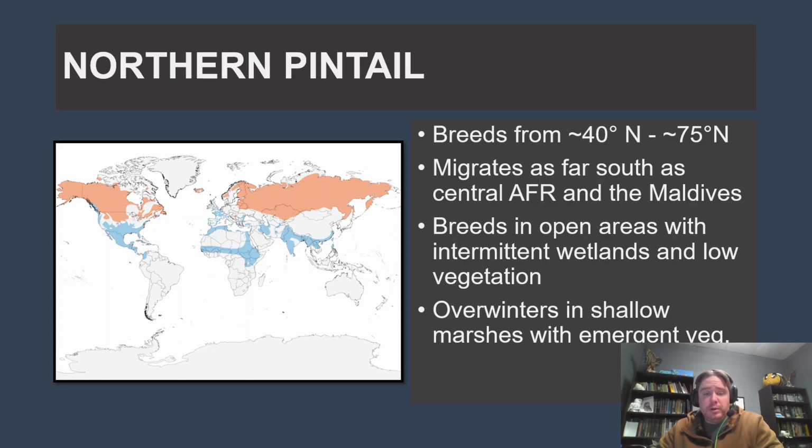They breed in open areas with intermittent wetlands and low vegetation, and they overwinter in shallow marshes with emergent vegetation. One of their favorite breeding places would be something like a carex meadow, just to give you an idea of what type of breeding habitat I mean by intermittent wetlands with low vegetation.